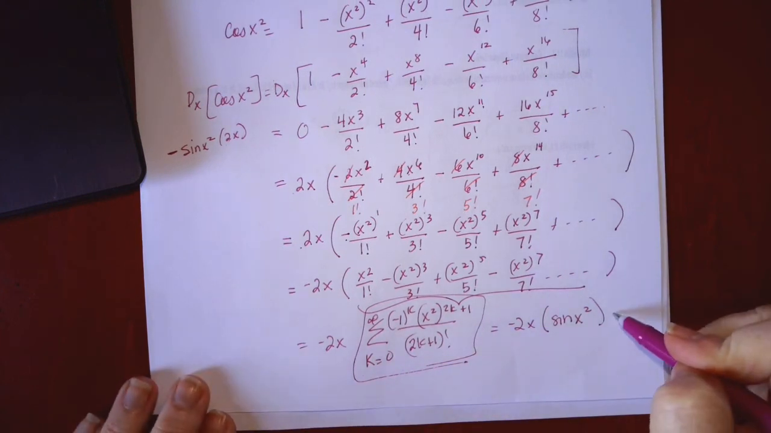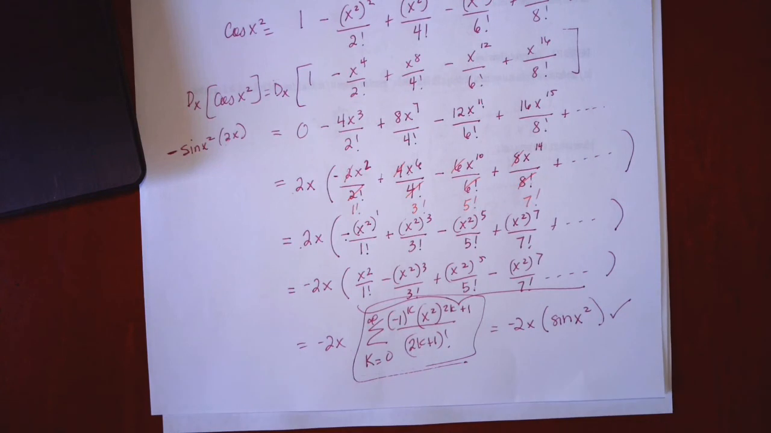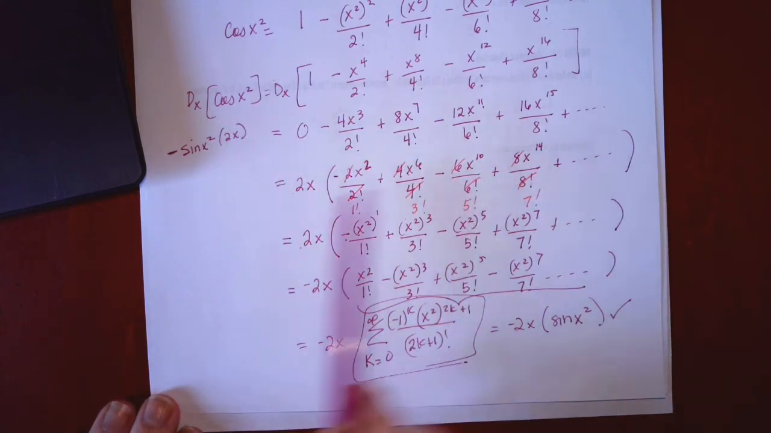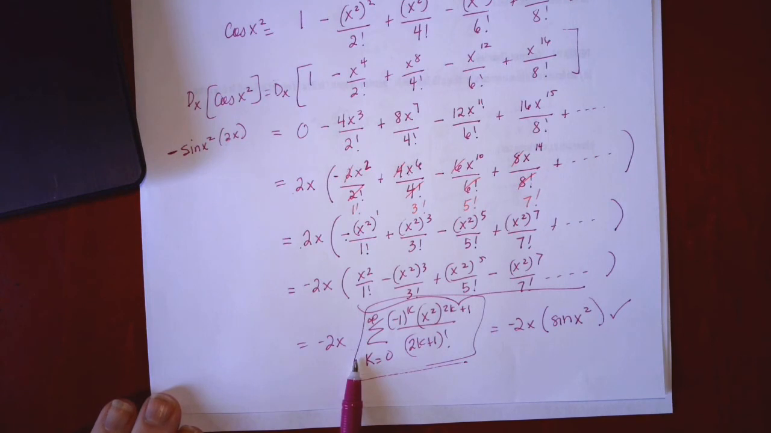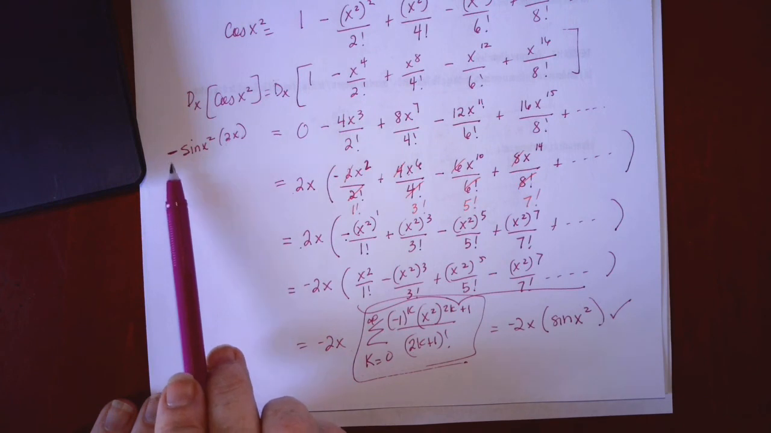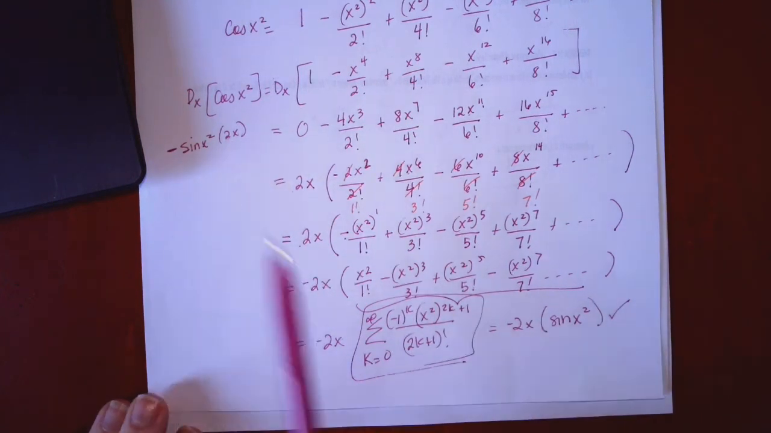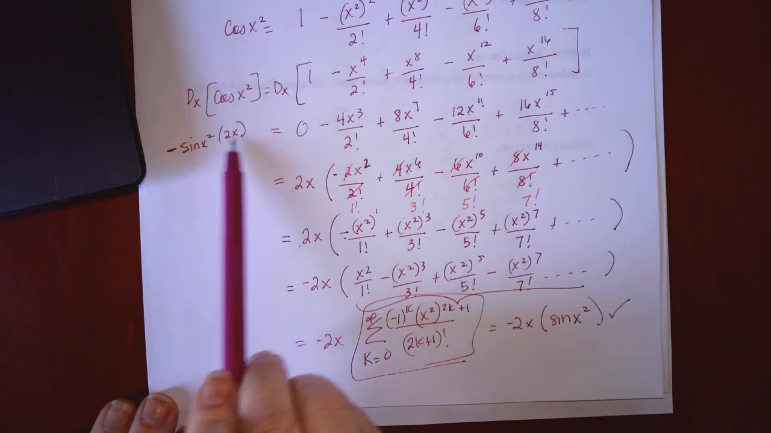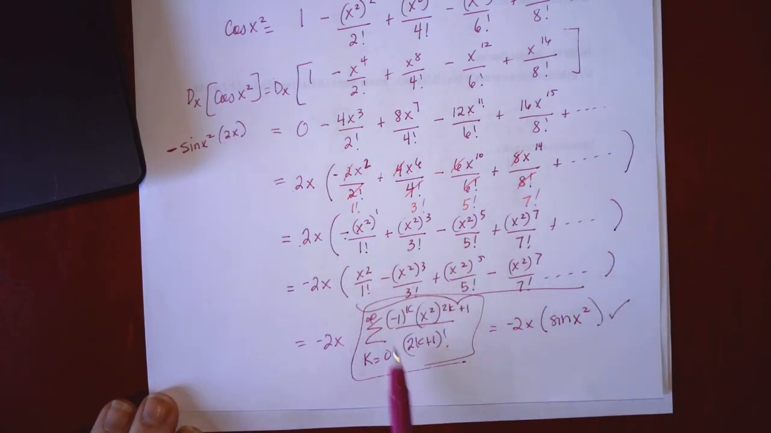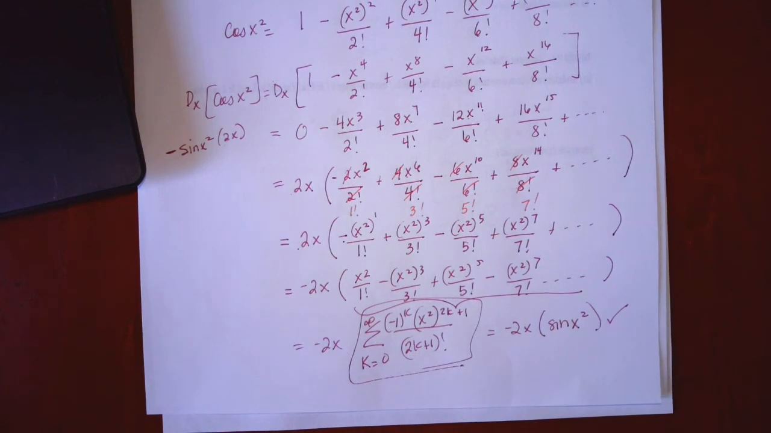Is that what we expected our derivative to be? Well, yeah, it is. And I used what I was expecting to find to determine how I wanted to factor things out. I knew that I should be getting sine of x squared times negative times 2x. So I went ahead and factored out a negative 2x for that part and showed that what I had remaining was a power series representation for the sine of x squared. Okay.